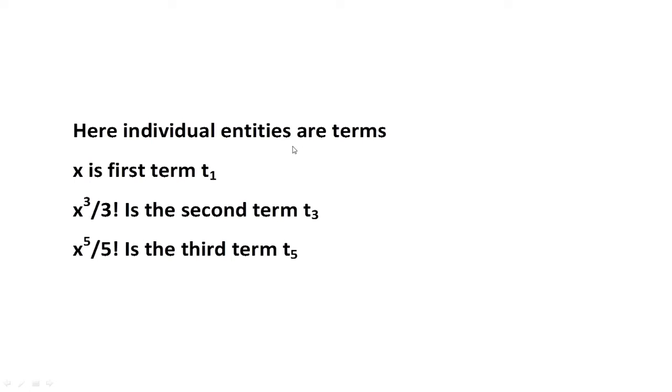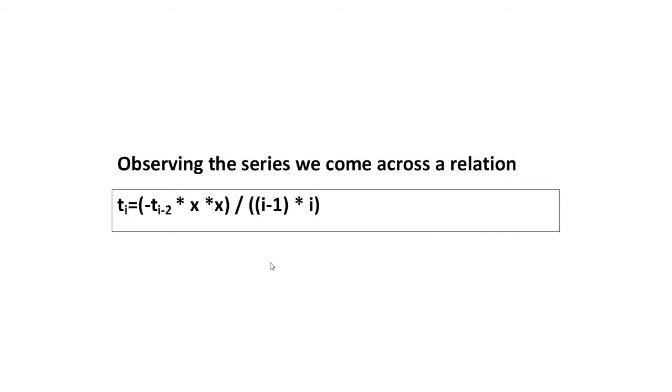Here individual entities are considered to be terms. x is the first term, denoted as T1. x raised to 3 divided by 3 factorial is the second term, which is denoted as T3. x raised to 5 divided by 5 factorial is the third term, denoted as T5.